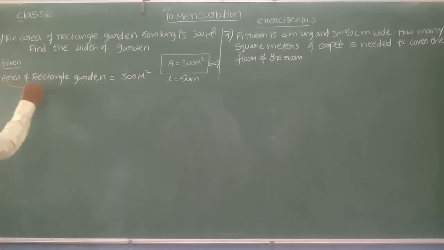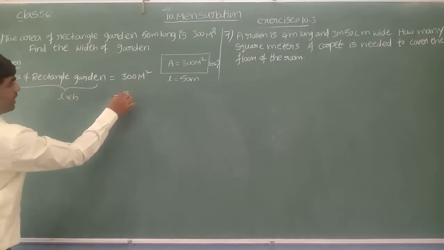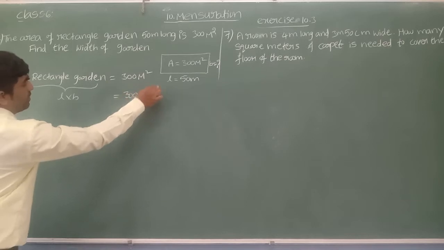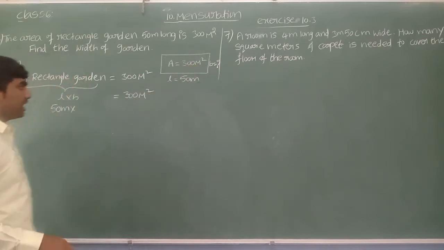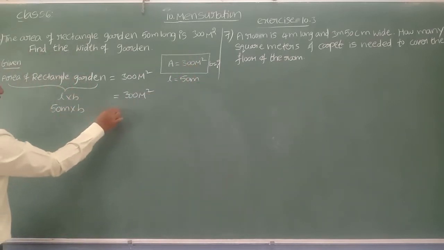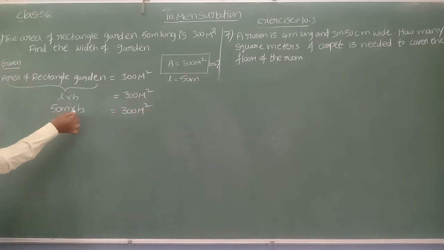What is the area of a rectangle formula? Length into breadth. And on the right side you can write 300 square meters. What is the length? 50. So length 50 meters into the breadth. Breadth and width are both the same. We have to find it, it is the unknown value. Breadth is equal to how much? 300 square meters. Now to find the breadth, this into 50 can be transposed.